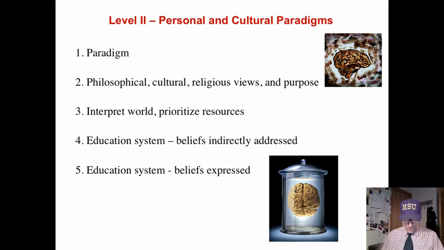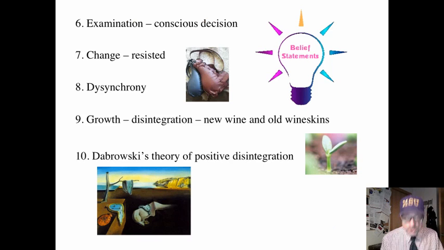For our level 2 beliefs, it takes a conscious decision to bring about change here. We have to bring these belief systems to the surface if we are to examine these. Change in beliefs at this level is somewhat data resistant. It is resistant. We want to grasp on to our worldview. When change does take place, it begins with a state of dyssynchrony. Dyssynchrony is a perceived difference between the ideal and the real states.